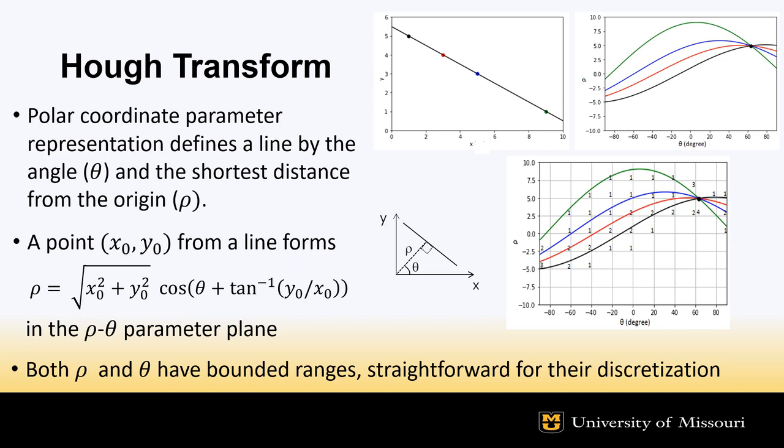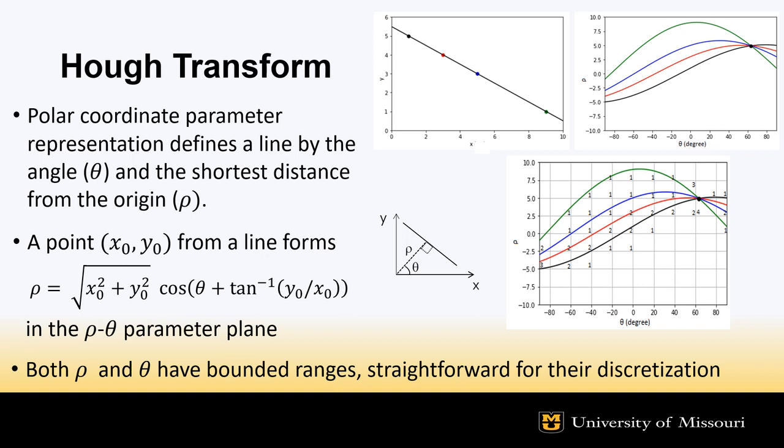Another form of the Hough transform is by using the polar representation of a line. A line in the polar space is defined by two variables, rho and theta. To apply the Hough transform to the polar coordinates, we need to convert the equation of the line in terms of the theta rho space. This is shown in the equation below.